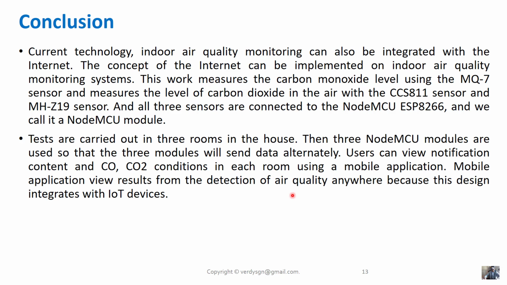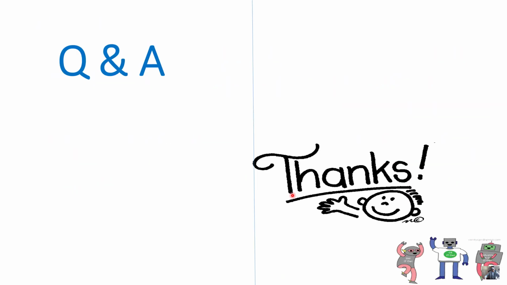Tests were carried out in a room in the house, and the NodeMCU modules were used so that each module sends its data alternately. Users can view notification content and carbon monoxide and carbon dioxide conditions using the mobile application. The mobile application shows results from the air quality detection anywhere because this design integrates with IoT devices. Thank you.